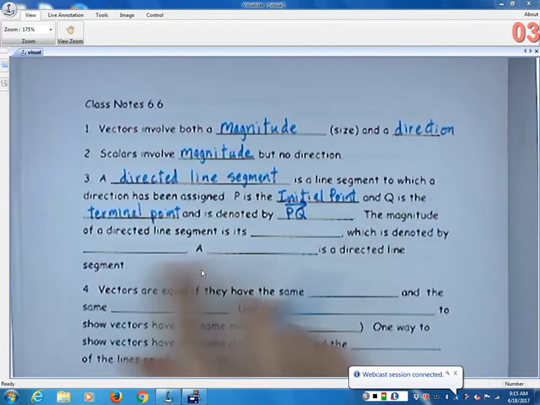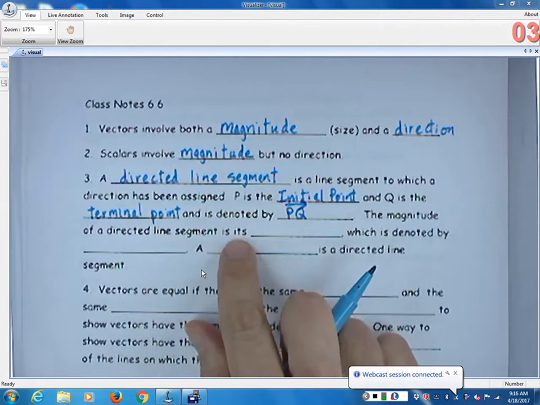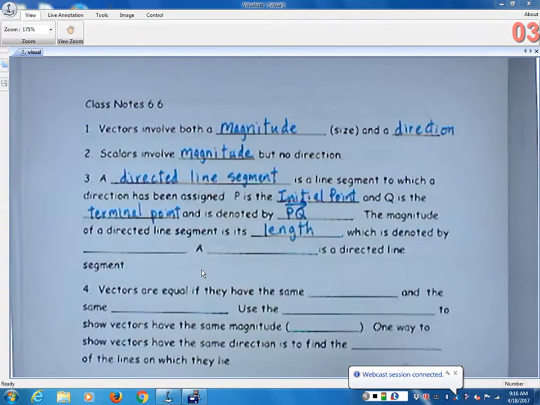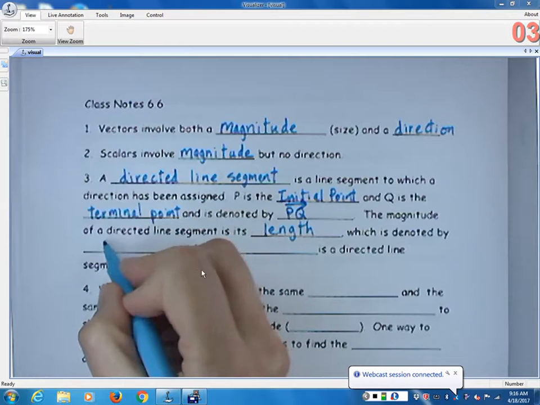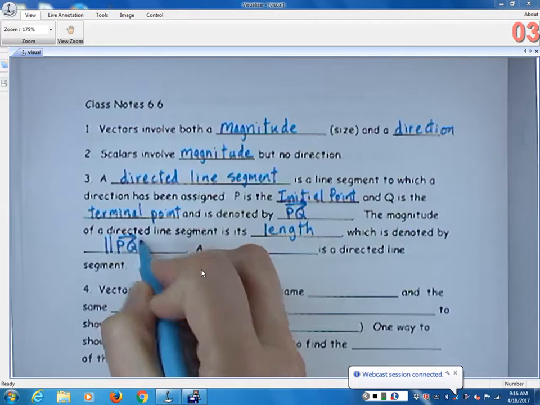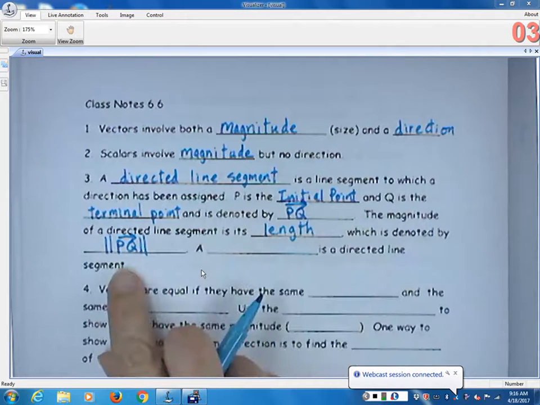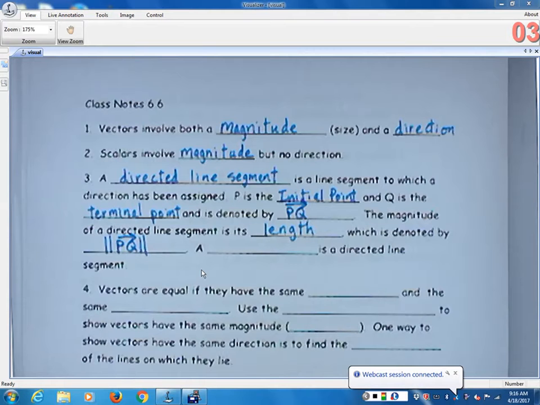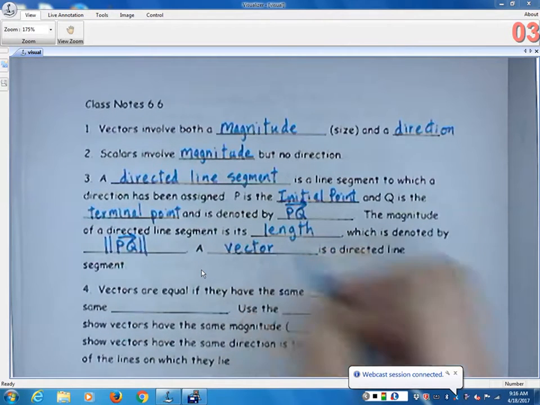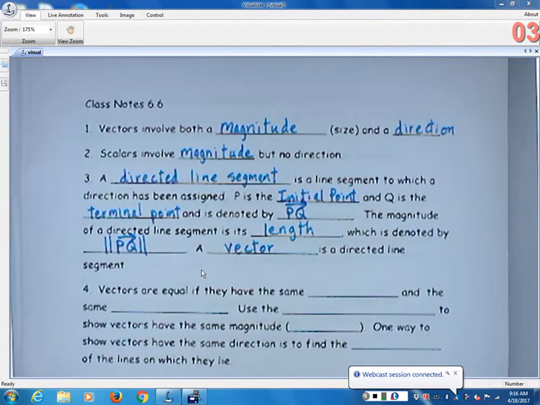The magnitude of a directed line segment is its length, which is denoted by putting 2 bars around PQ. That means magnitude. A vector is a directed line segment. So those are the definitions. We got some more.